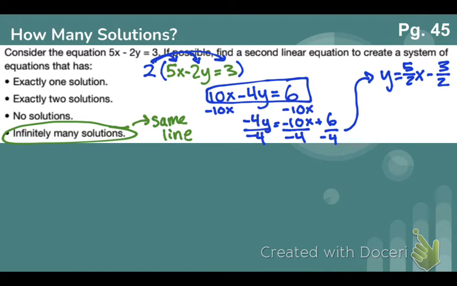But they have the same slope. They just have a different... I thought you switched the slope for no solutions? Yeah. For no solutions, the lines are parallel, so they have the same slope but different y-intercepts.